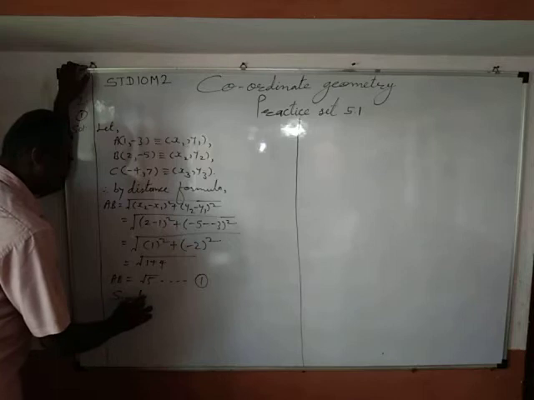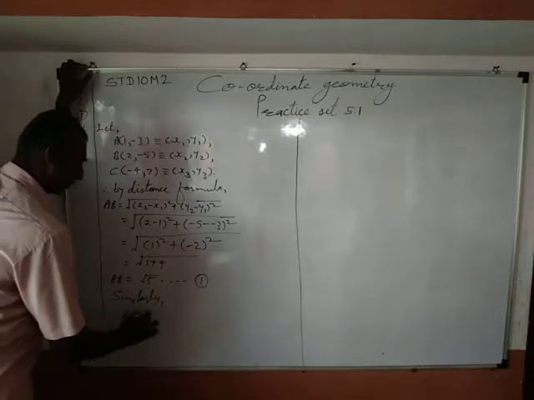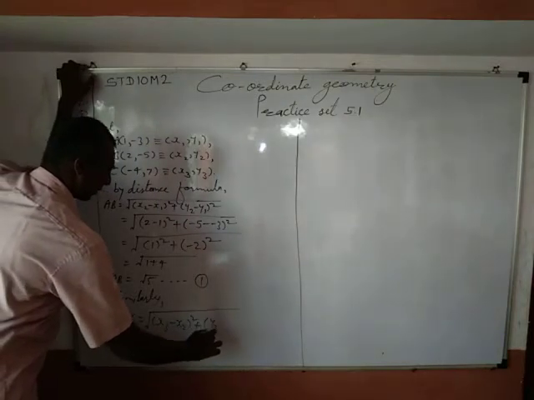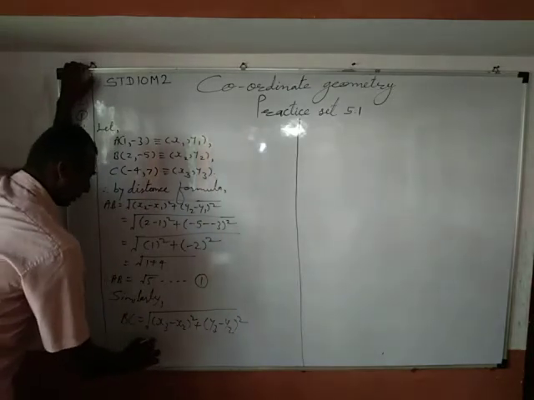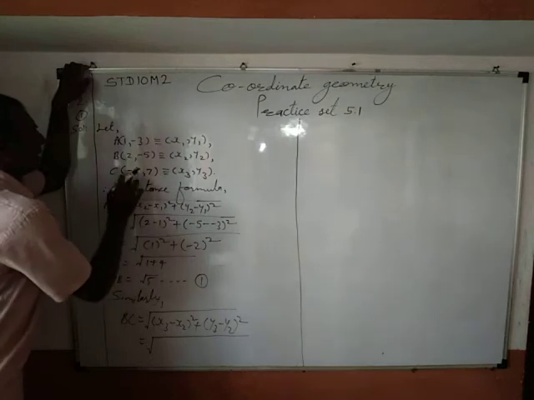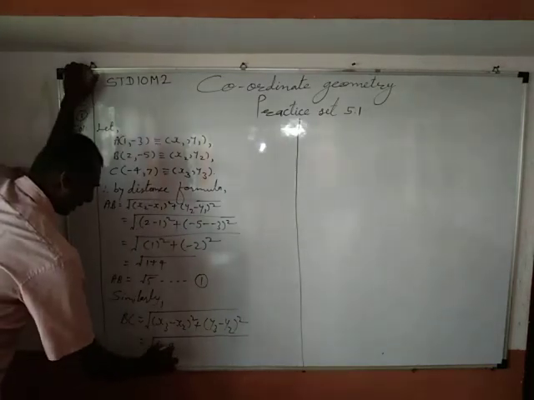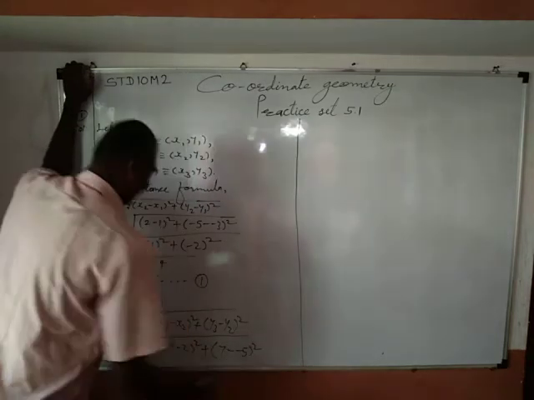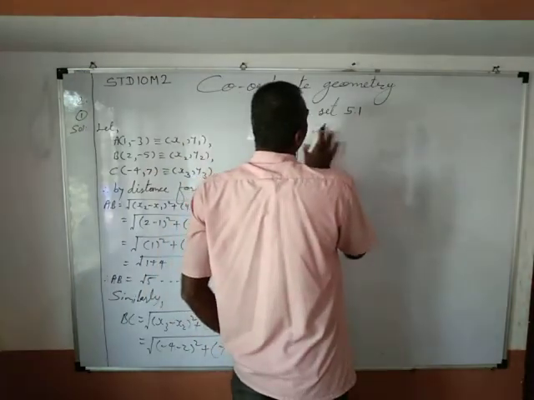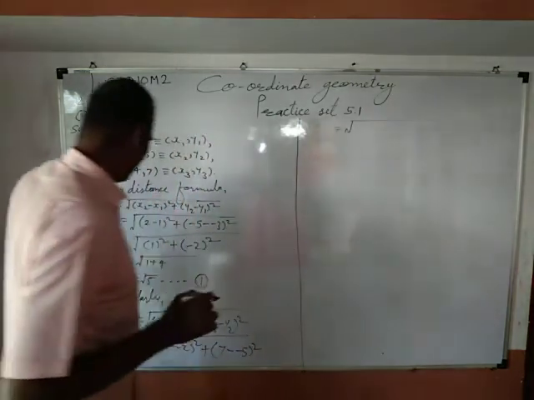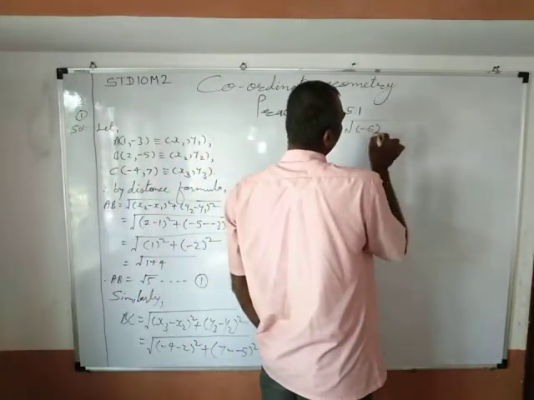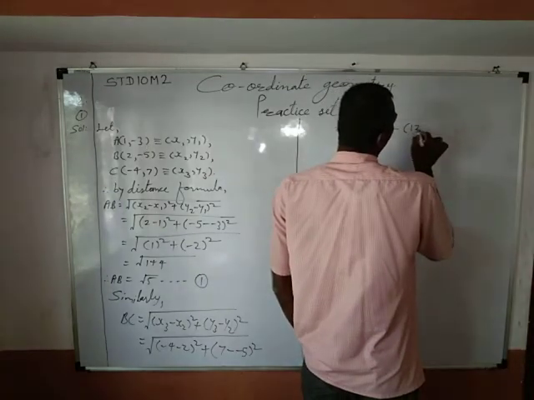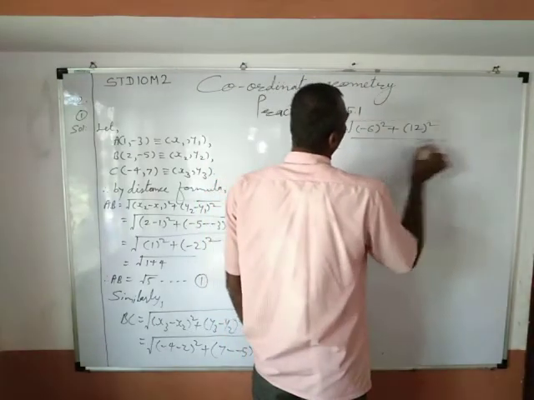Similarly, BC equals under root (x3 minus x2) square plus (y3 minus y2) square, equals under root (-4 minus 2) square plus (7 minus -5) square, equals under root -4 minus 2 gives us -6, its square, plus 7 minus -5 means 7 plus 5, that is 12, its square.